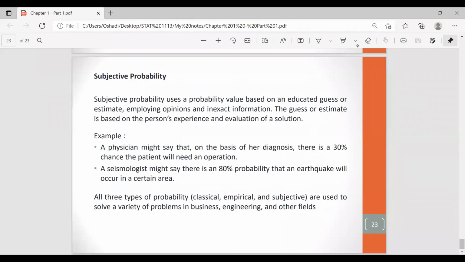So all three types of probabilities are used to solve a variety of problems in business, engineering, and any other fields, right? So there are basically three types of probability: classical, empirical, and subjective. You can use those three types of probability to get an idea about any event happening or occurring, right? Those are the things I wanted to teach you today as the basic things.